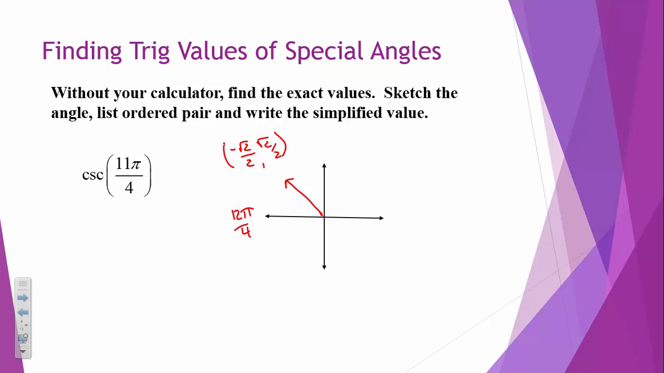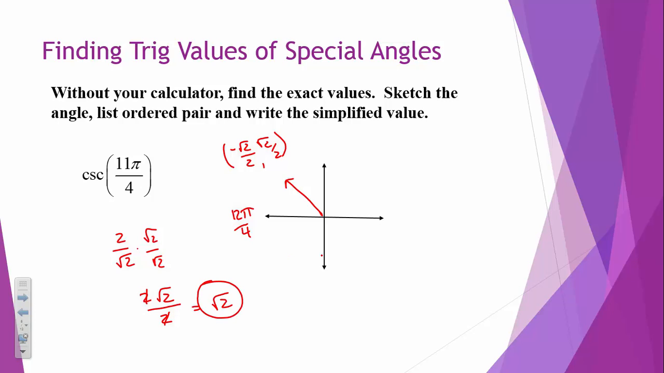I want the cosecant. Cosecant is the reciprocal of the sine. So all I need to do is take that y value and flip it. So I get 2 over radical 2. All I'm doing is taking the y value and flipping it, but I have to rationalize the denominator. So when I do that, I'm going to get 2 radical 2 over radical 4, and these 2's will drop out, so I'm just left with radical 2.